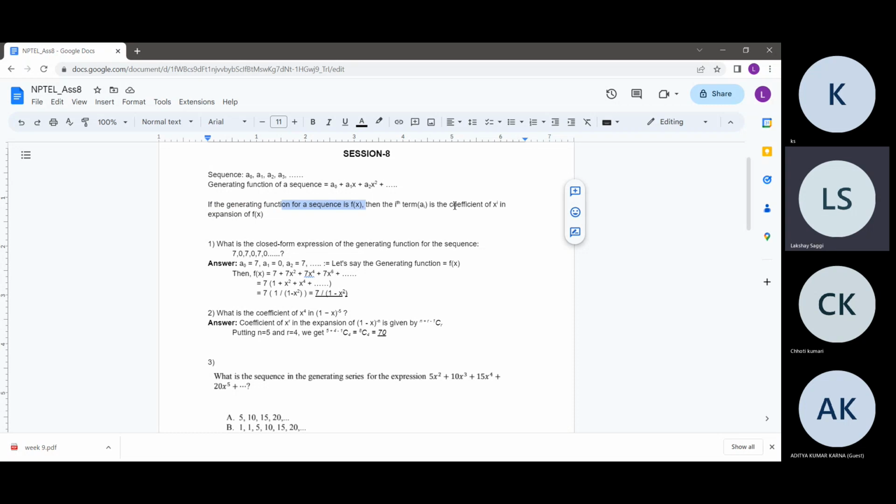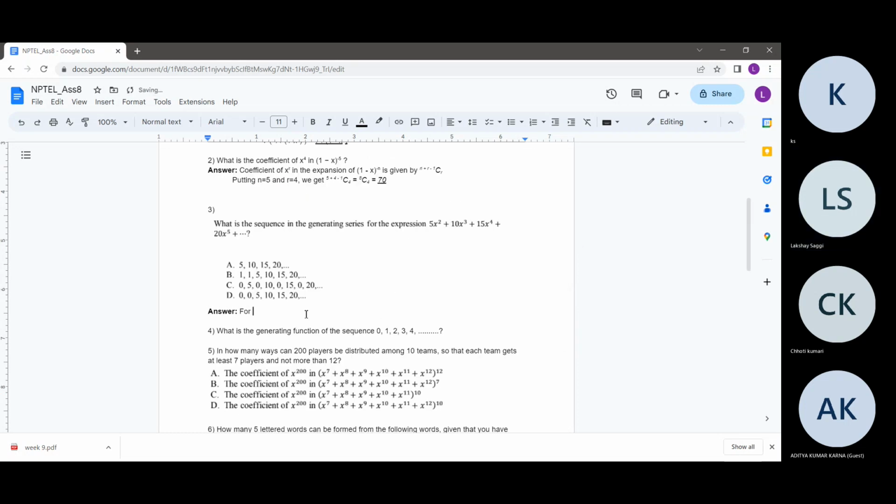of x, then the ith term, which is ai, is the coefficient of x to the power i. So here, in the sequence, a0 is nothing but the coefficient of x to the power 0. There is no constant term here, so the coefficient of x to the power 0 is 0 only. And similarly, a1 will also be 0 as there is no x to the power 1 term.